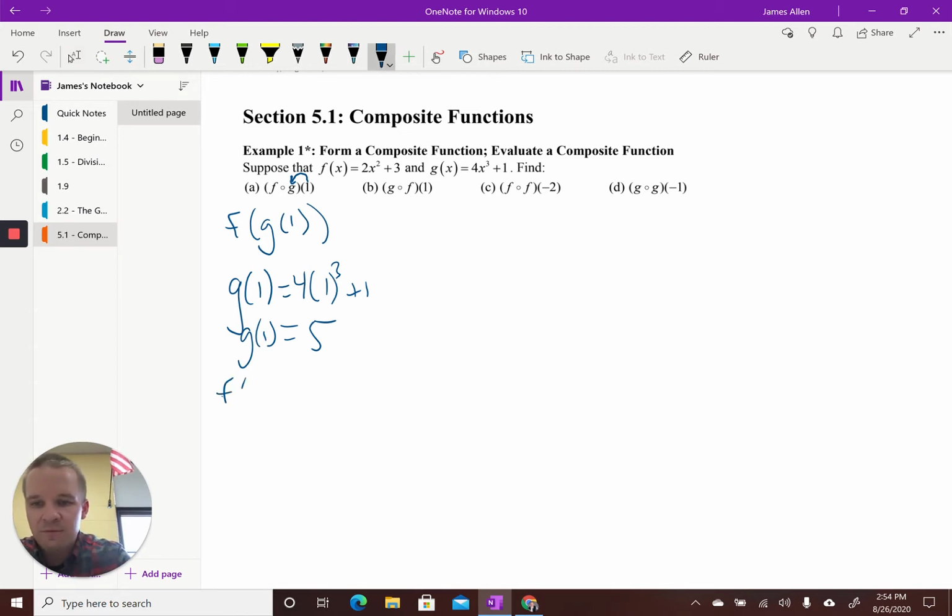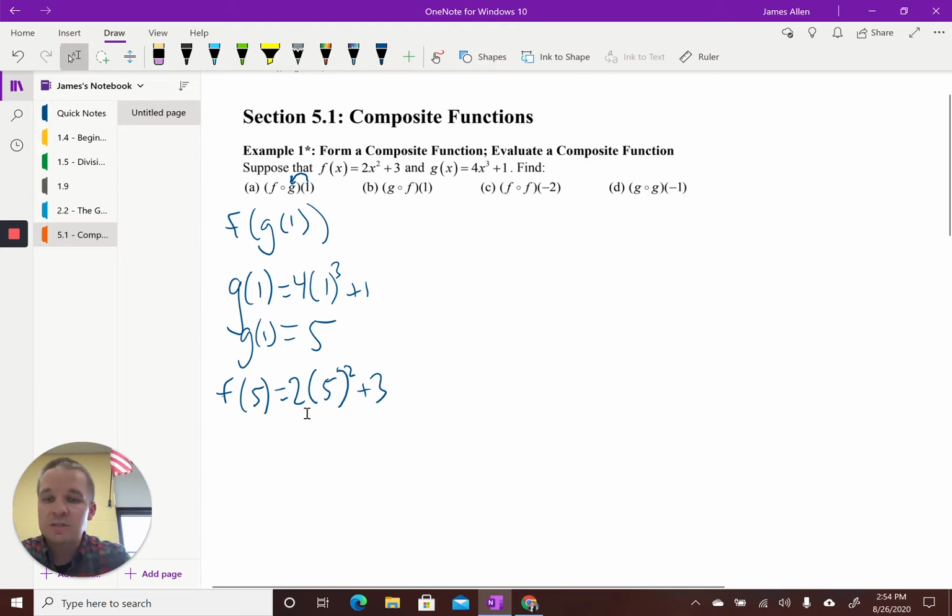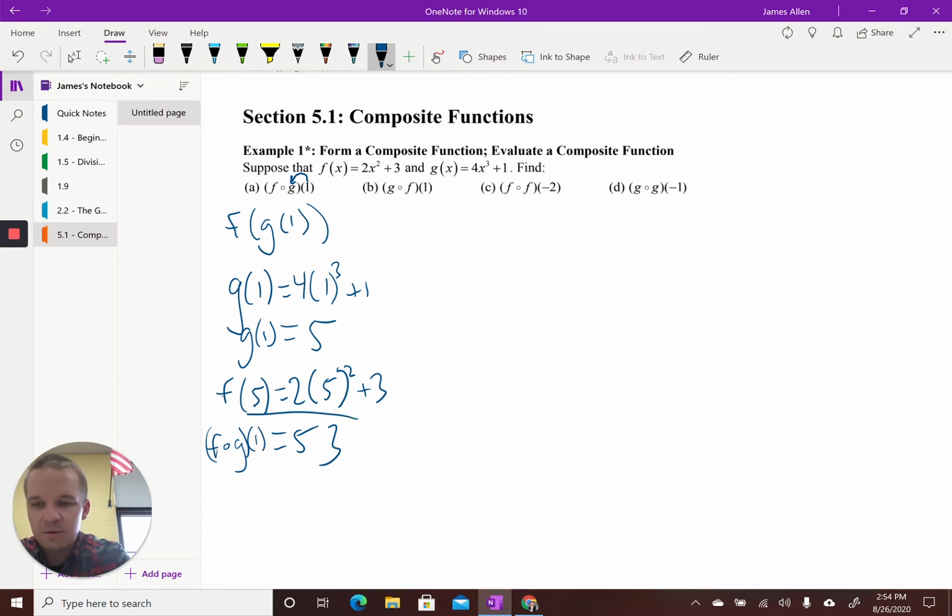So now I'll have f of 5, which would be 2 times 5 squared plus 3. So exponents first, 5 squared is 25. 25 times 2 is 50, plus 3 is 53. So that would mean that f of g of 1 is 53. There's my final answer. Excellent.